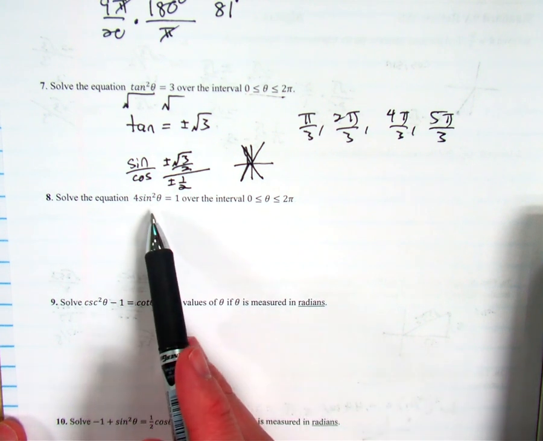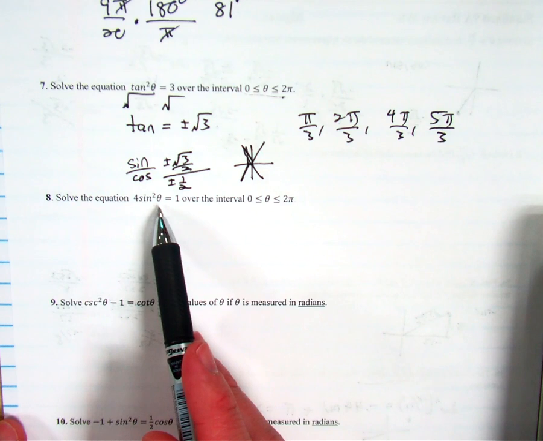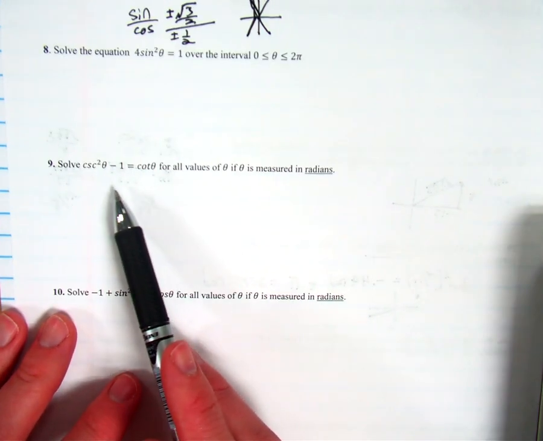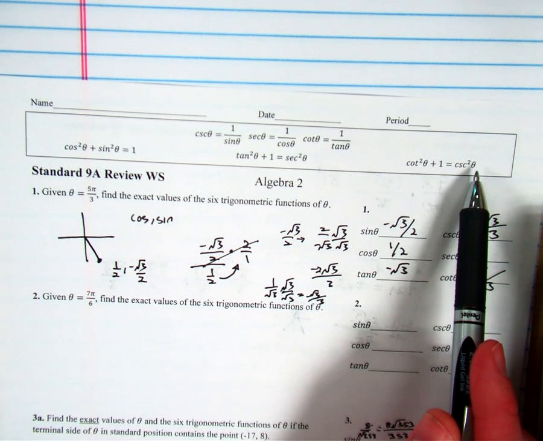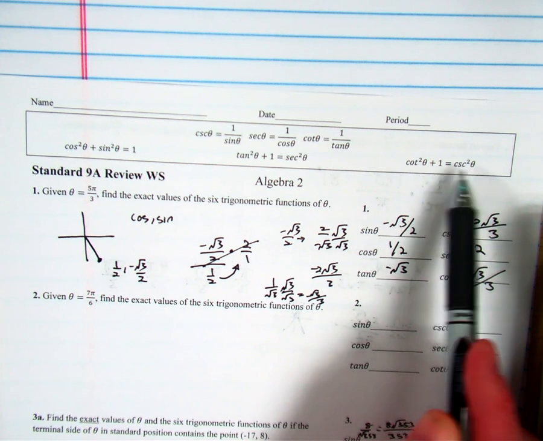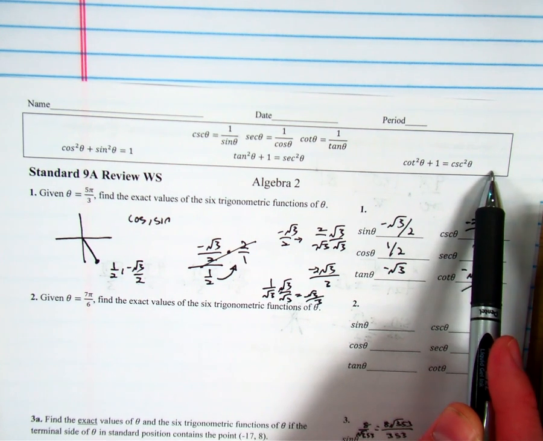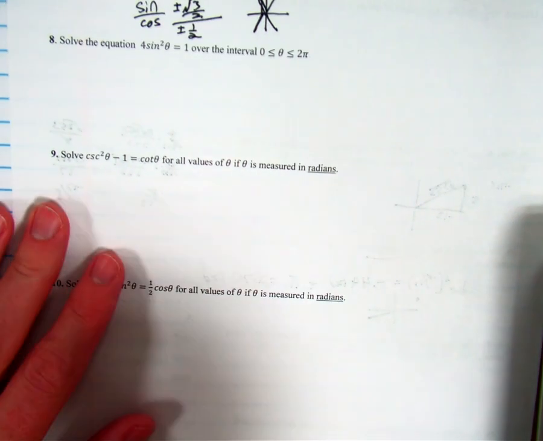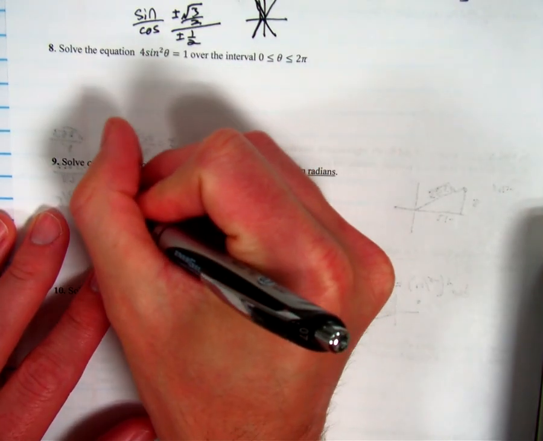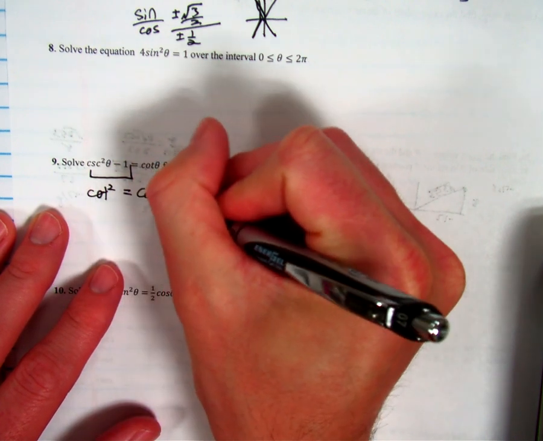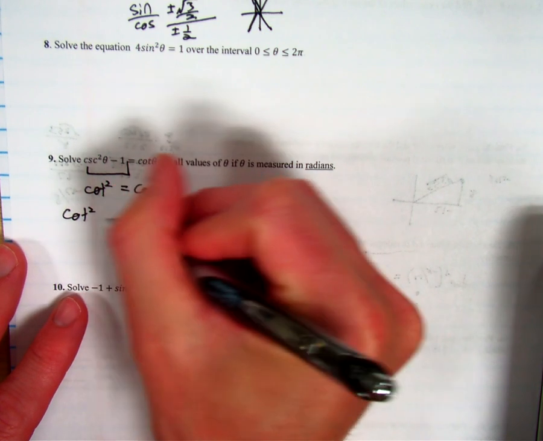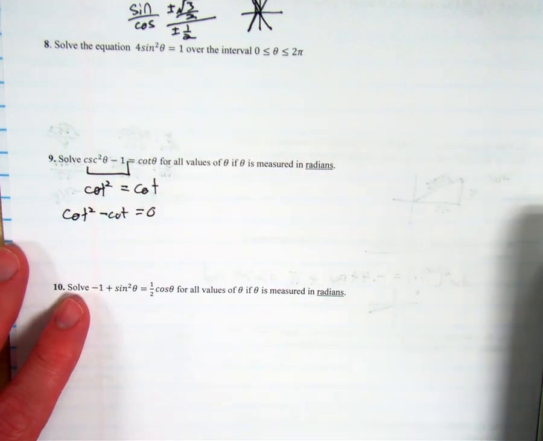Alright, similar one for you to do right here. It's just sine, might be a little bit easier. Okay, number 9: cosecant squared minus 1 equals cotangent. So we're looking for something with cosecant squared. Okay, here's cosecant squared. If I minus the 1, cosecant squared minus 1 is cotangent squared. So all that is cotangent squared. Okay, I'm going to subtract over minus cotangent equals 0.